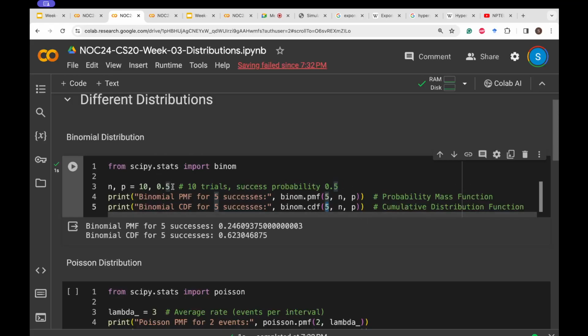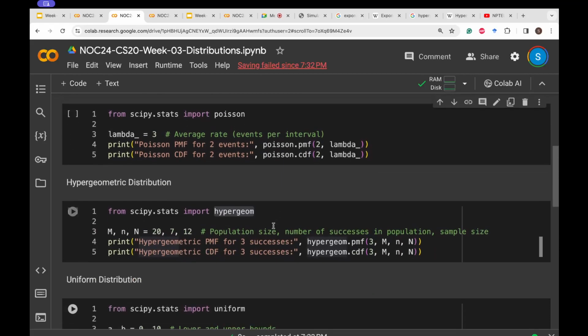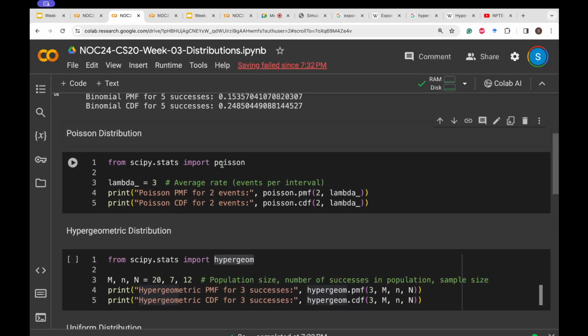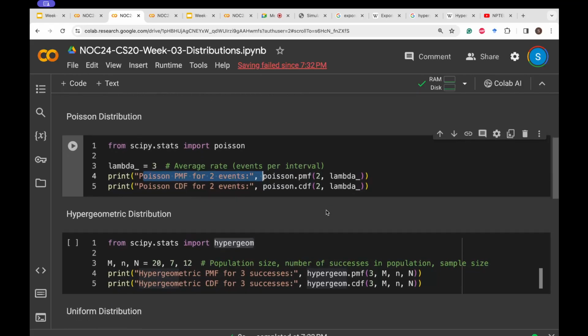Okay, and you can change these parameter values, like n. Let me just change the value over here to 65. So you will see the values over here also got changed accordingly. Similarly for other functions as well. For the Poisson distribution, the parameter is lambda, and here is the Poisson PMF for 2 events. We'll see some examples with real life applications later. This is just for the syntax, like how to use this particular thing.